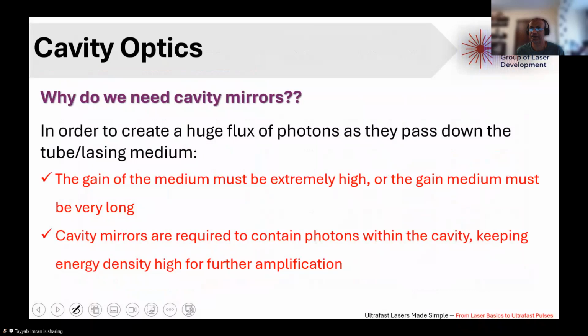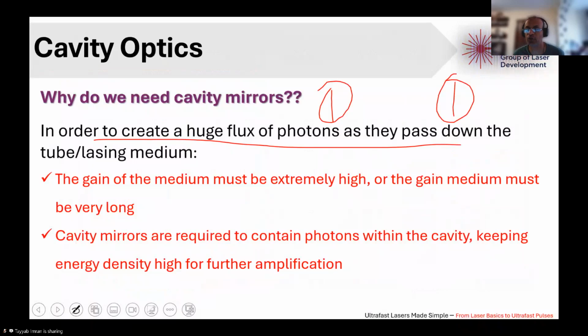Now move to the cavity optics. What are the cavity optics? We have a cavity here. What kind of optics are used? Different configurations, different techniques. And why do we need these cavity mirrors? In order to create a huge flux of photons as they pass down through a lasing medium.